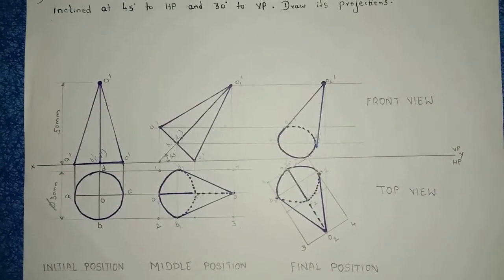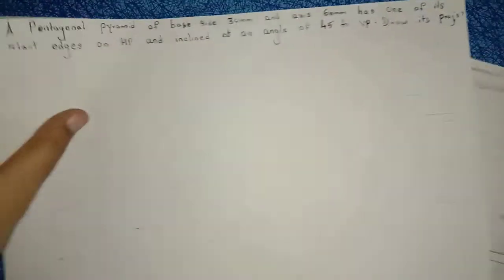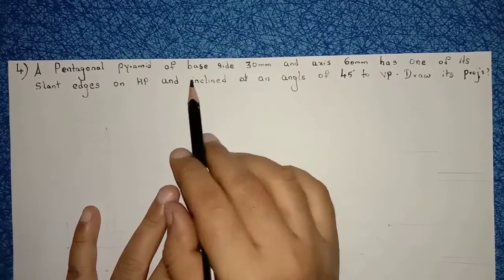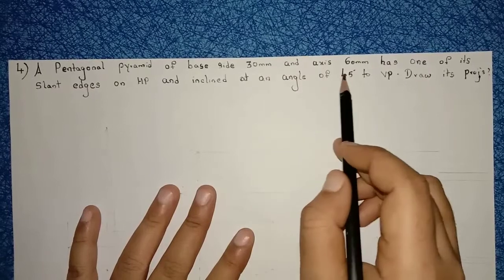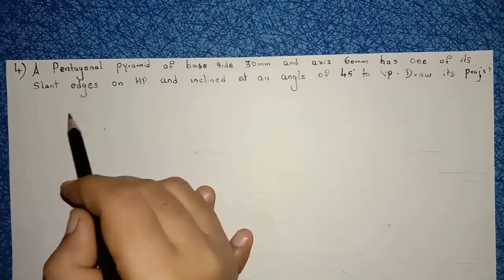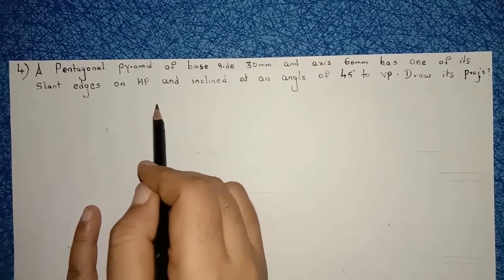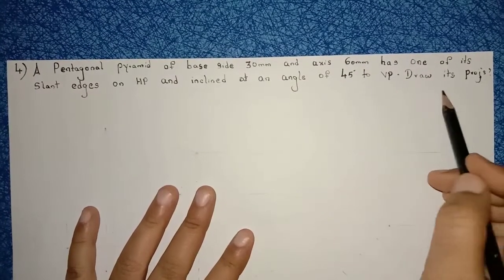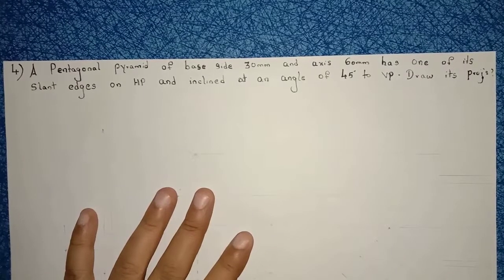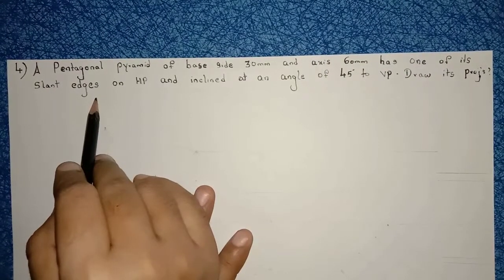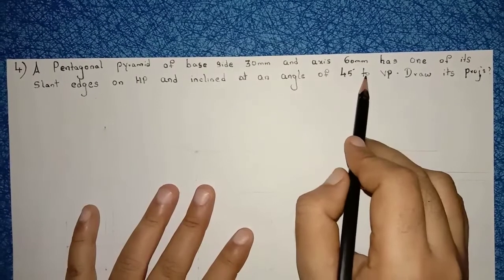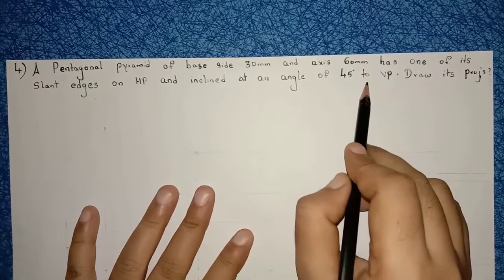Right, so let us see the last problem in pyramids. So this is the question. A pentagonal pyramid of base side 30 mm and axis 60 mm has one of its slant edges on HP and inclined at an angle of 45 degrees to VP. Draw its projections. Slant edge on HP is your second position, middle position. 45 degrees to VP is your final position.